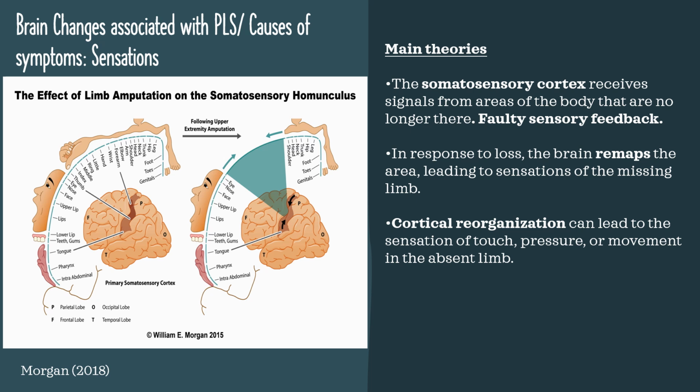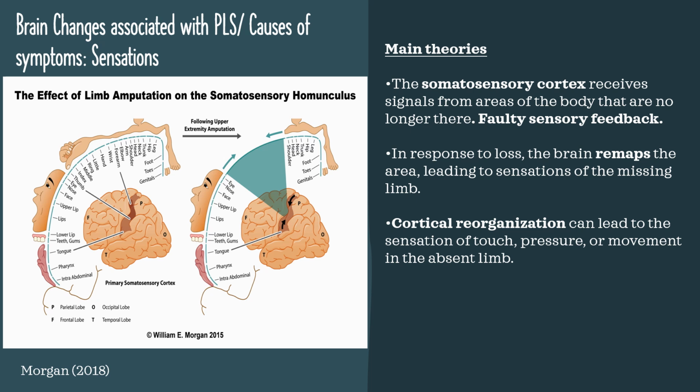However, the main theories dealing with sensations focus on the somatosensory cortex, which usually maps sensations for different body parts. As seen in the figure to the left, on the left side of that figure is a normal healthy somatosensory cortex, which has a focus on the most sensitive areas and doesn't focus as much on the least sensitive areas, as a full map of what's going on in our sensations for our body.